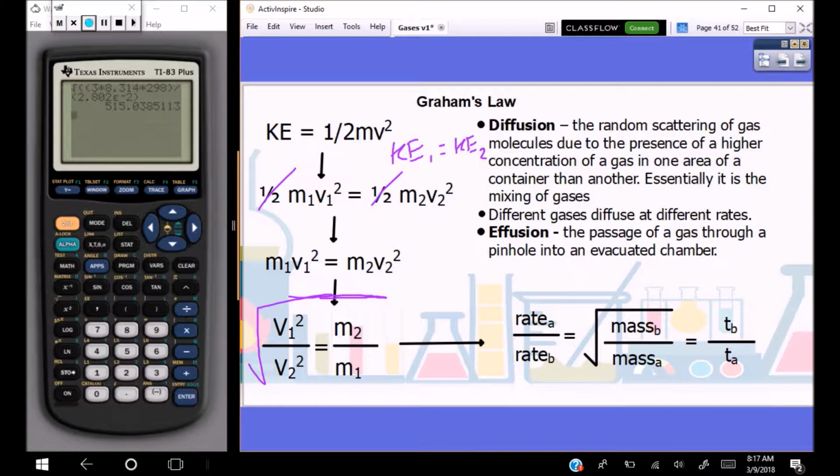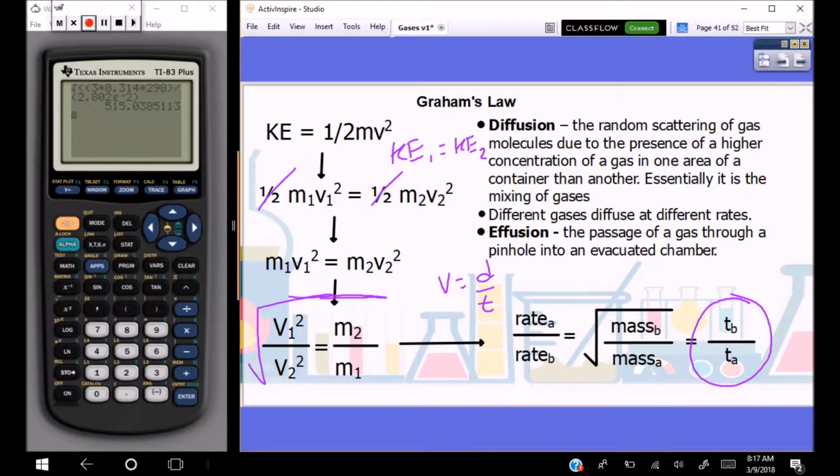If we think about the distance these things are traveling, they're traveling the same distance when we're talking about effusion, because the passage of the gas is through a pinhole in an evacuated chamber. Since distance is the same, and velocity is distance over time, we know our relative velocities and that distance is constant, so we can also relate our time to this.